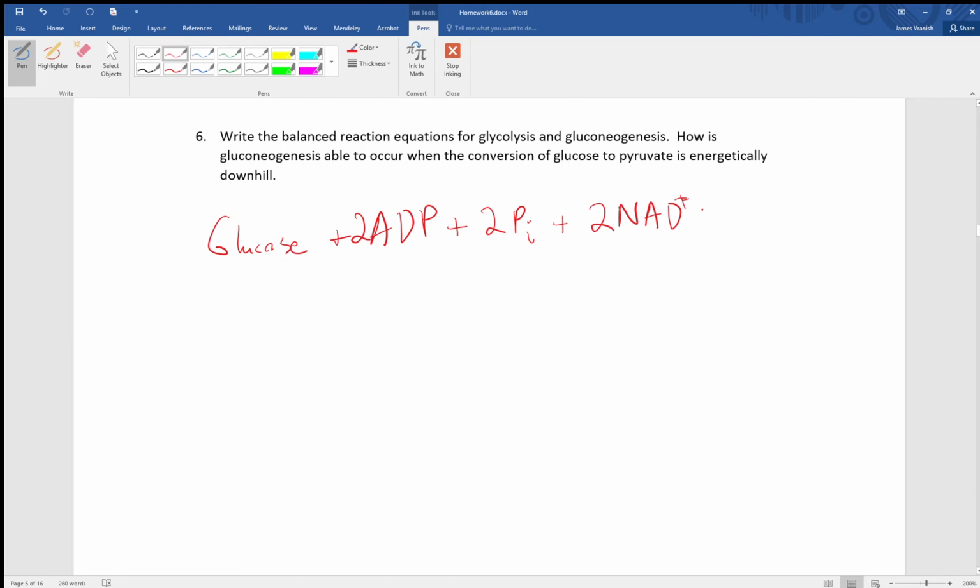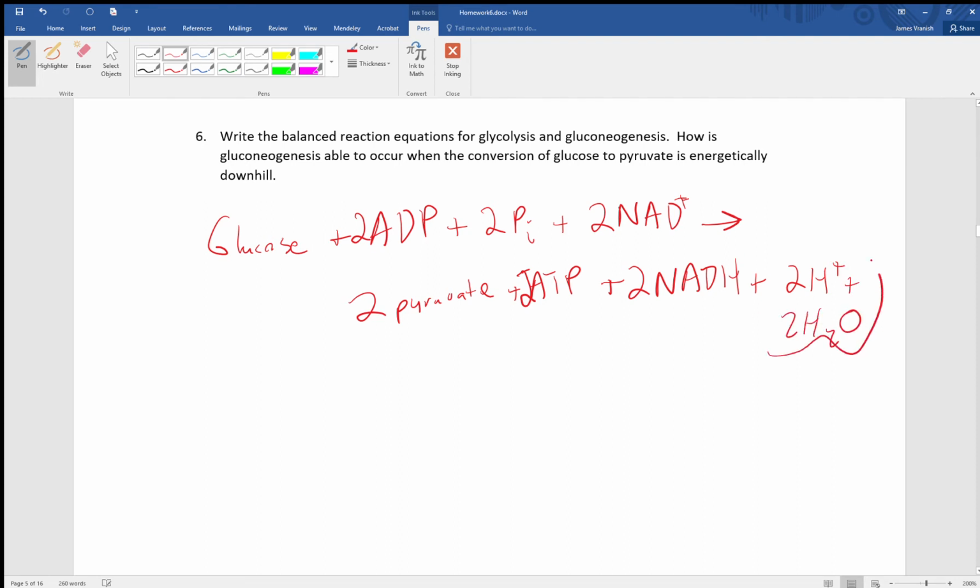And the products that we end up getting are 2 pyruvates, 2 ATPs, 2 NADHs, and we also end up getting this part over here, the protons and the water molecules. I don't really care if you know about those parts, but the other portions of this you should know.